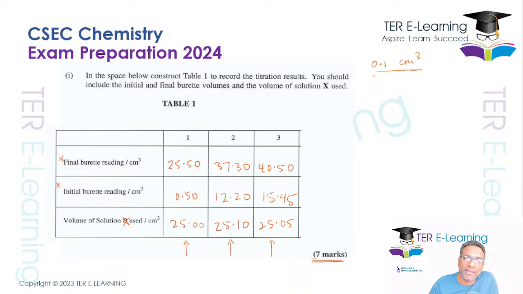You're looking for values that differ by 0.1. So this first one here is 25.0. The next one is 25.10. So they're kind of close, they only differ by 0.1. And this one here is close as well. This differs by 0.05. So in this scenario, I would use all 3 of them in order to calculate my average value to be used in the calculation.